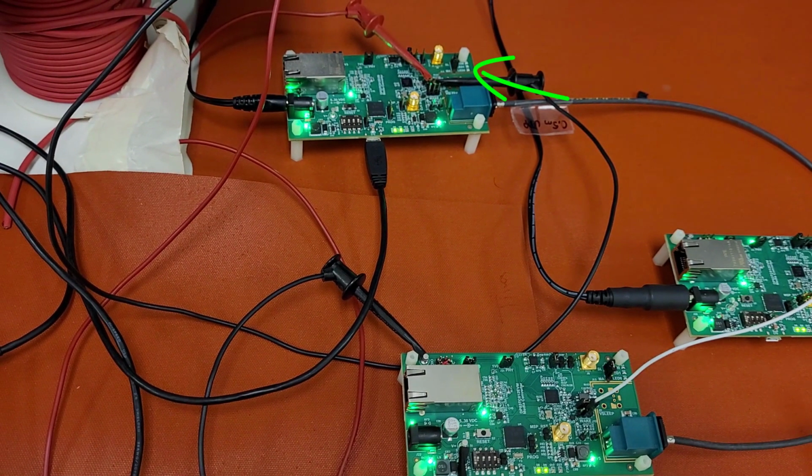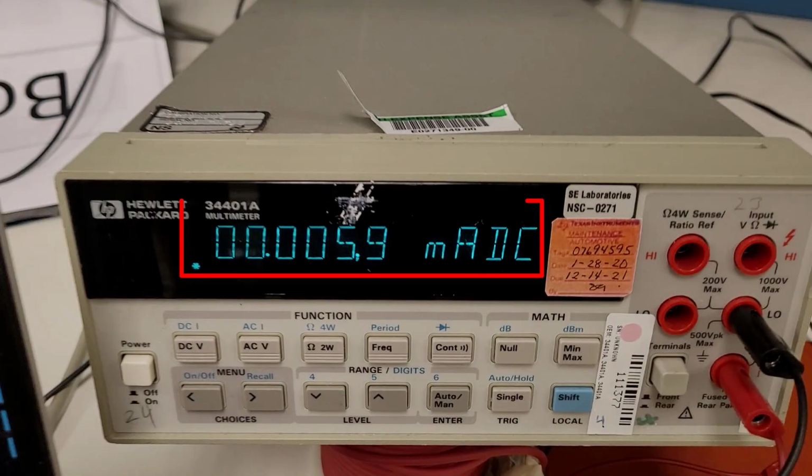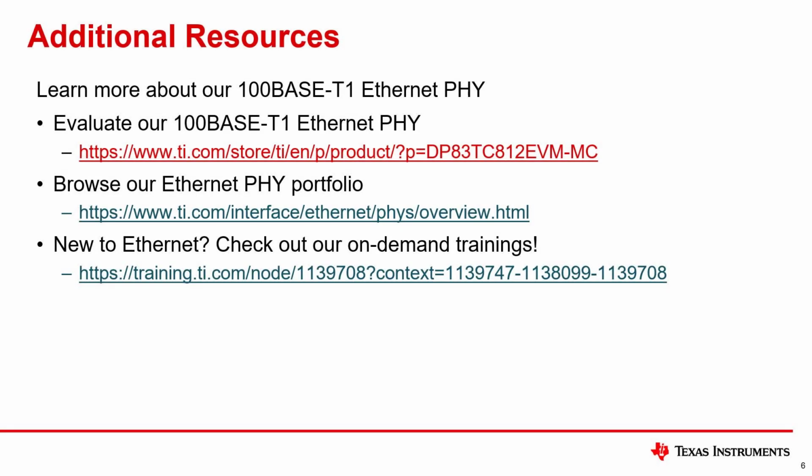As you can see by the LED indicators, the link is down and both PHYs are in TC10 sleep. This current draw of 5.9 microamps is compliant with the TC10 standard. In this demo, we have completed both a successful TC10 sleep and TC10 wake demo.